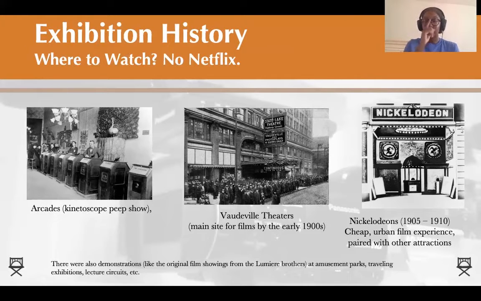Then we have examples like vaudeville theaters, where they were the main site for films in the early 1900s. Basically, there would be a projector, you project it onto a screen, and then you watch it. It's the whole thing. Then you have things like Nickelodeons, which are much cheaper than vaudeville, and I believe Nickelodeons were traveling, and they're usually paired with other attractions. So they could be paired up with amusement parks, traveling exhibitions, and sometimes films would go in between them to keep the audience entertained while the next thing was set up.